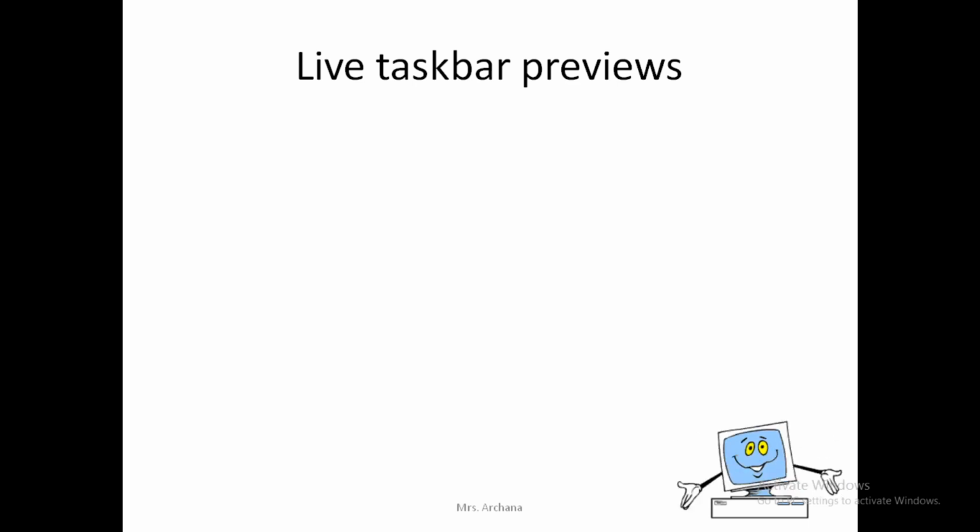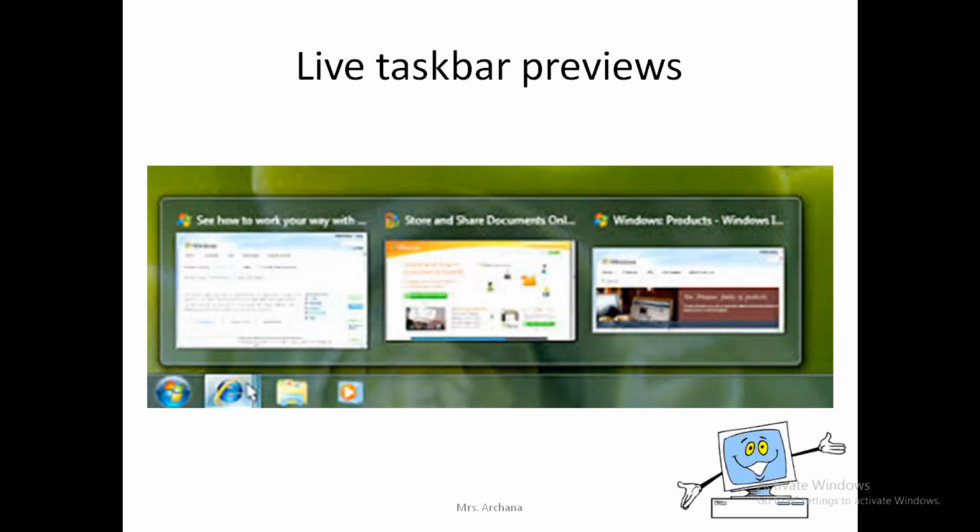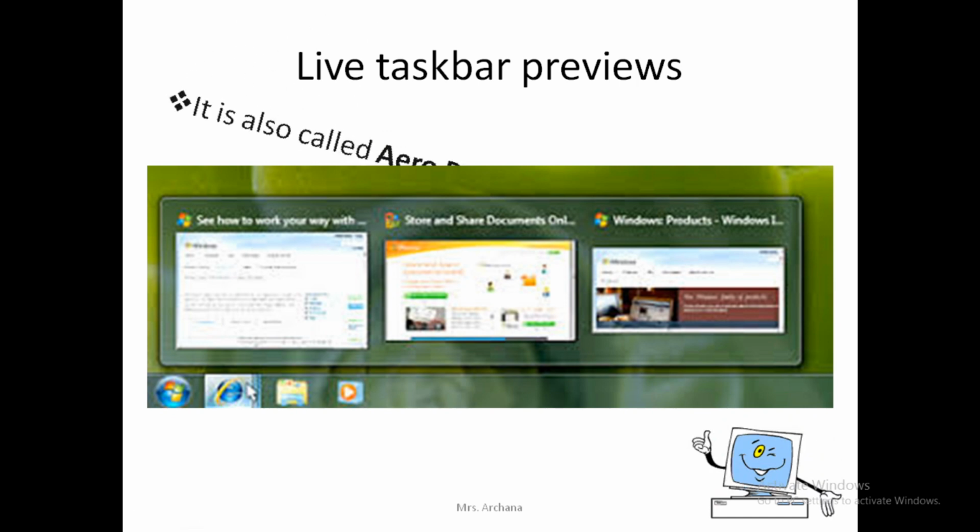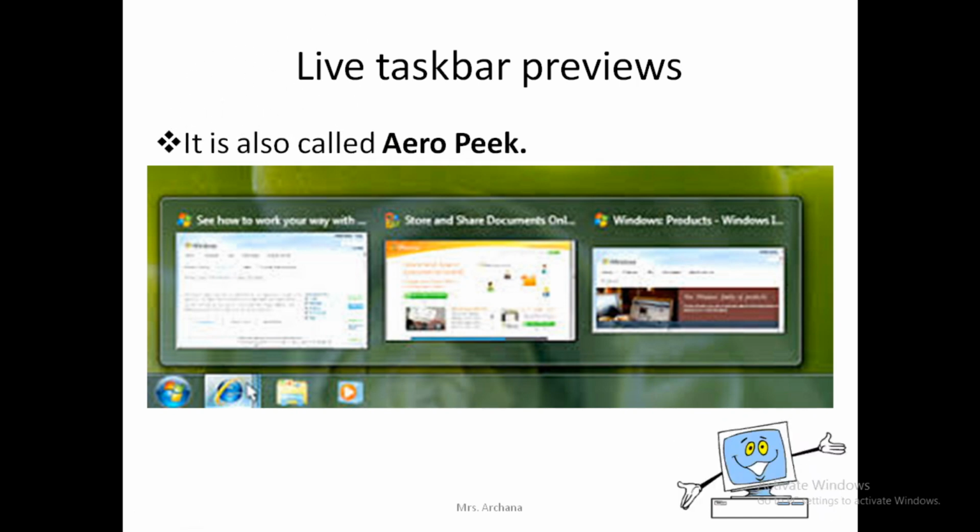Then, live taskbar preview. You can point to the taskbar button to see a live preview of its active windows. That means here if I take my mouse over the E written here, then it will show you the live windows, means which windows are now open. It is also called Aero Peek.